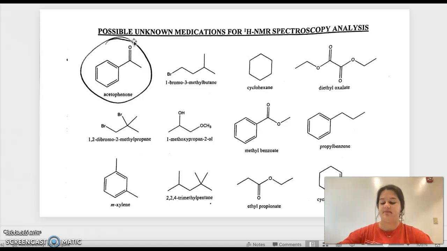So to conclude, my IR substance was 42 in group 2, and I think that it is propionic acid, and my NMR substance was number 47, and I believe it is the acetophenone.